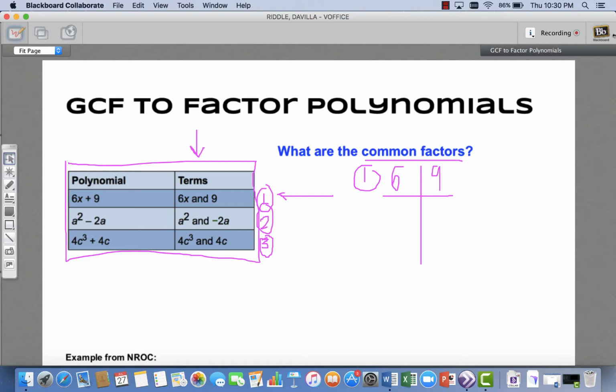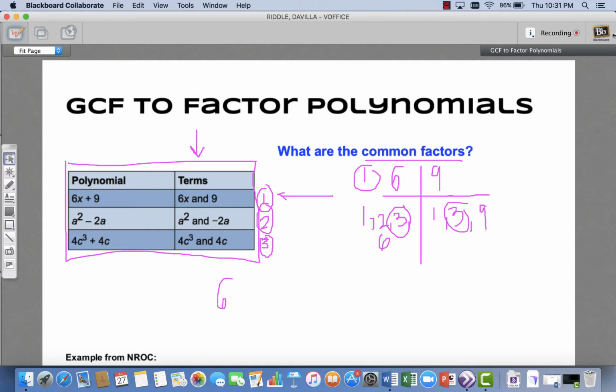Awesome job. That's perfect. So for 6, we have 1, 2, 3, and 6. And for 9, we have 1, 3, and 9. Do you see any number that is a common factor for both of these numbers? Yes. So that means that we can factor out, which is basically the same as dividing, 3 out of this polynomial expression.